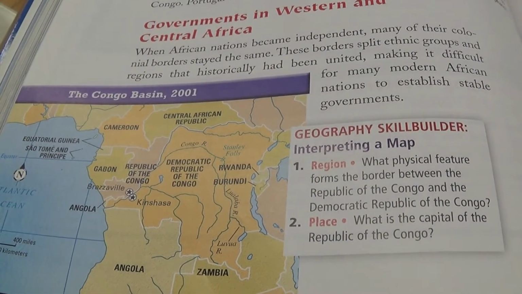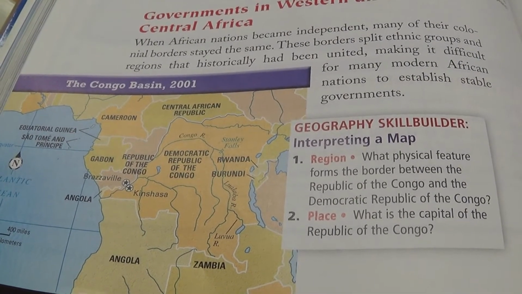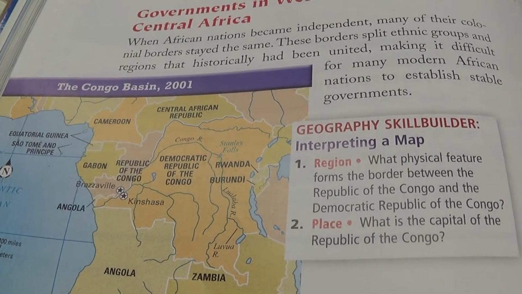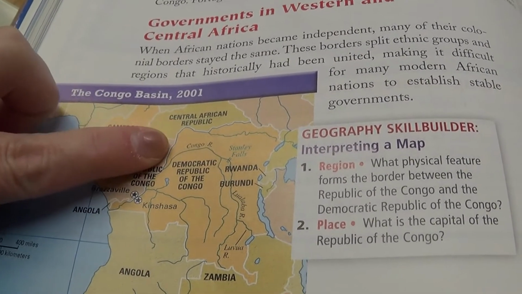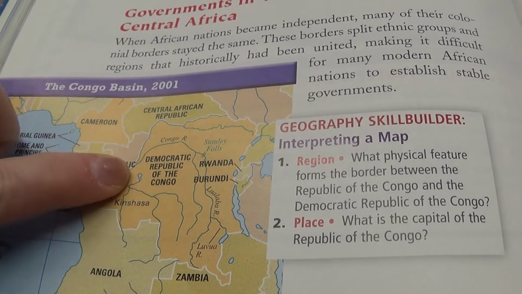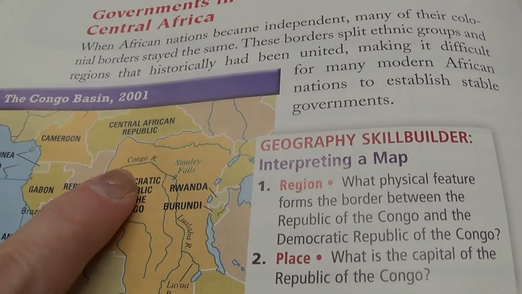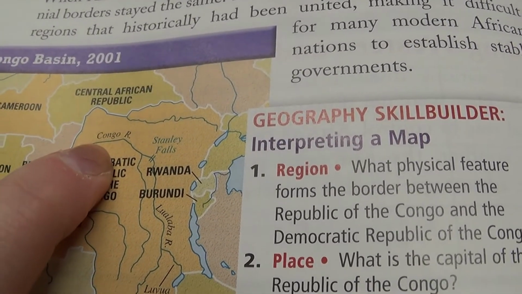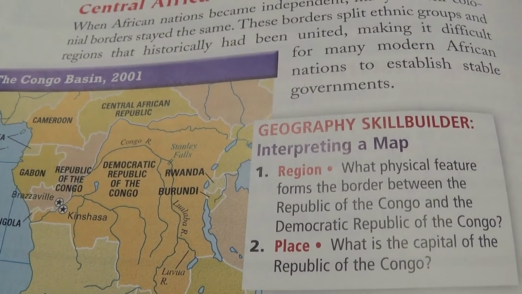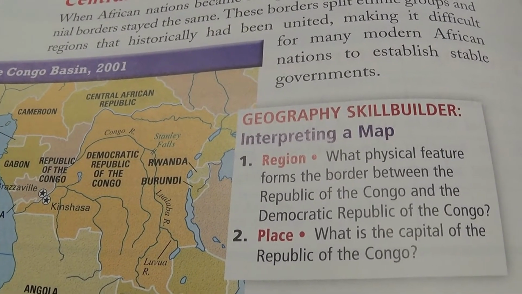And we want to know what physical feature goes between the two. And so a physical feature could be a mountain range, it could be a lake, or a river. And if you look here, there's this blue squiggly line that runs through, and it divides the Republic of Congo and the Democratic Republic of Congo. And the name of the river is written in italics, Congo River. And so it's the Congo River that provides that border between the Republic of Congo and the Democratic Republic of Congo.